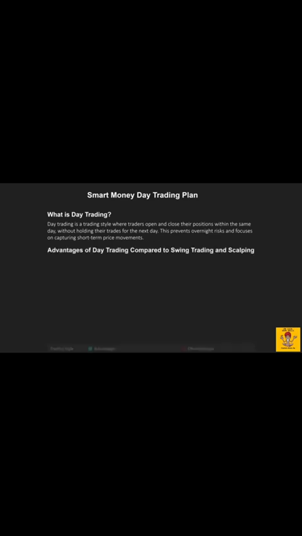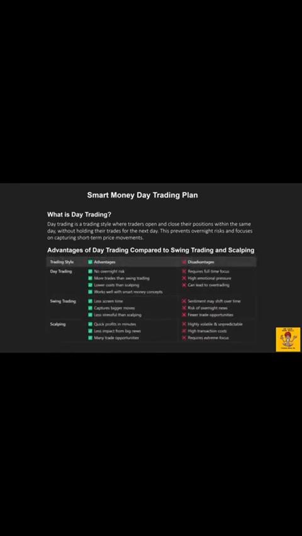This strategy prevents overnight risks and focuses on capturing short-term price movements. The advantages of day trading compared to swing trading and scalping are summarized in the chart below. Day trading offers a balance between swing trading and scalping, making it a great choice for traders who want frequent trade opportunities without the extreme fluctuations of scalping on lower time frames or the overnight risks of swing trading. It also works well with smart money concepts, allowing traders to apply precision entries based on liquidity, order blocks, fair value gaps, and market structure concepts.